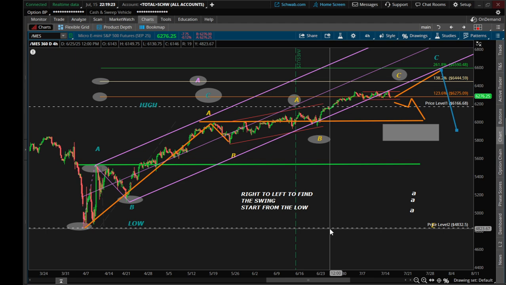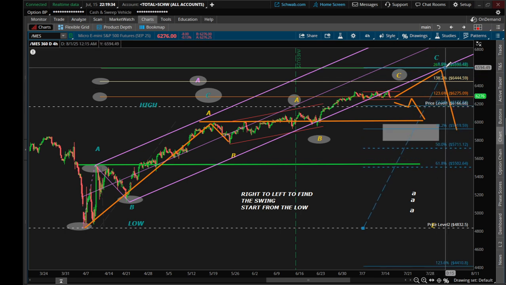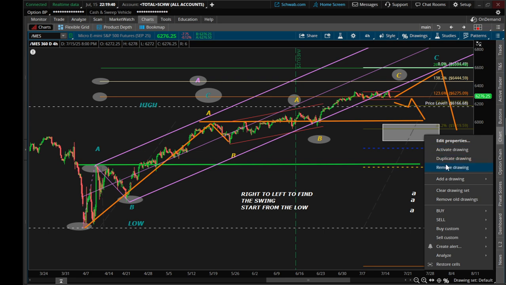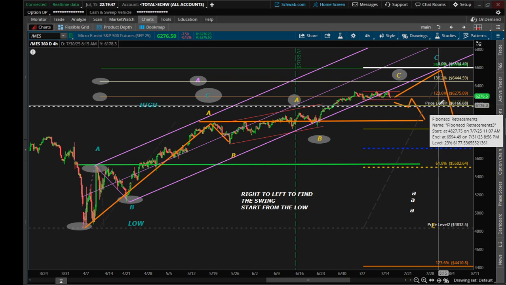So click on the bottom of our original intermediate A, to the top of when C finishes here at 261.8, if it does. Now I'm going to remove that. Actually, our first level is at 23.6, right on that price level.